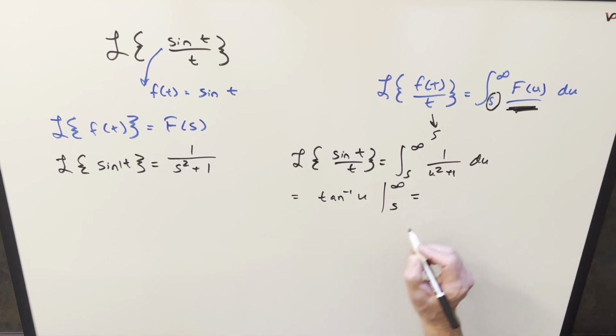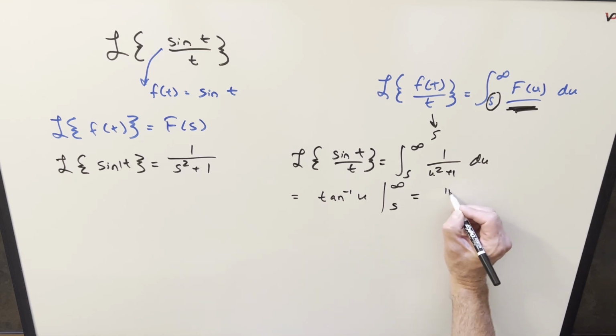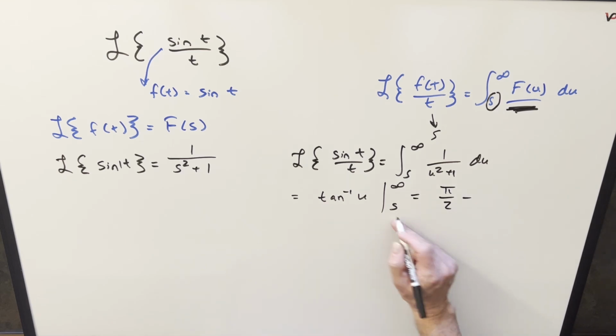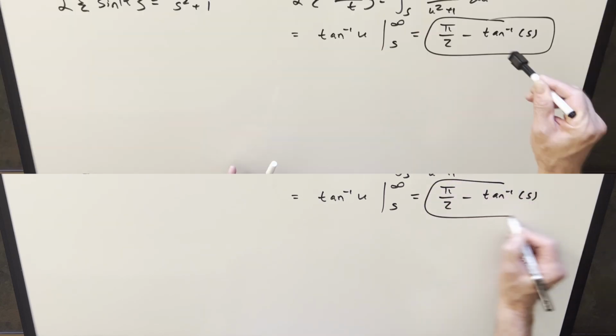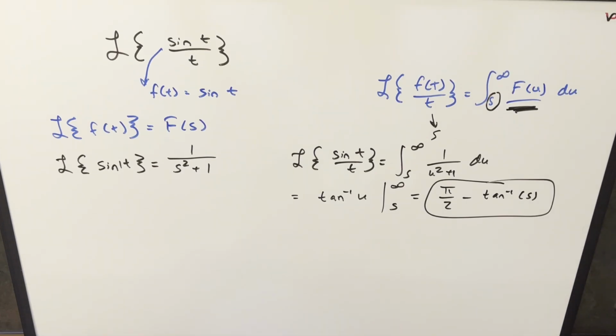Plug everything in to evaluate. Arctan of infinity is going to be just pi over 2. Plug in an s, we get arctan of s, and that's it. It's a pretty interesting result. Not many of our Laplace transforms look this way, where we end up with a constant and we end up with arctan. So a really good problem, and this is kind of an alternative method when you have this as an integral, where you could do Feynman's trick or you could do this. It's really the same thing, but it's just kind of another way to do it.